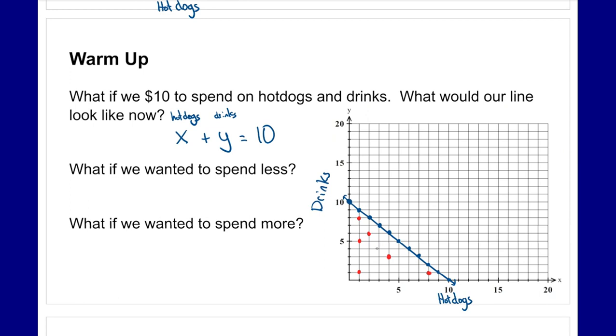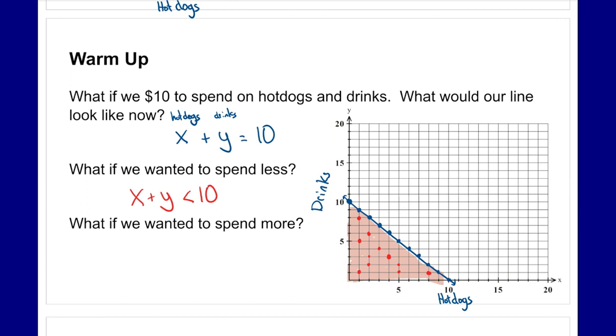Any point that I put below this line would work, would satisfy spending less. So I don't need to put all those points in. What I could do actually is just highlight or shade in everything below, because every point below that line would be less than $10. So if I wanted to represent this as well, based on the equation that we have, the number of hot dogs plus the number of drinks has to be less than 10.